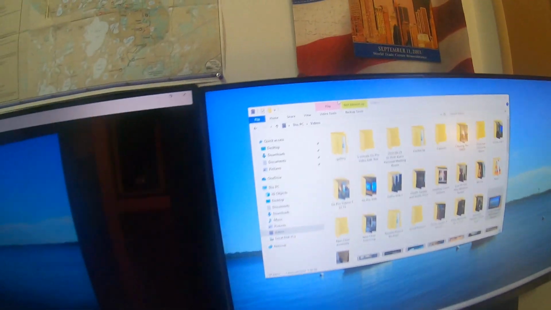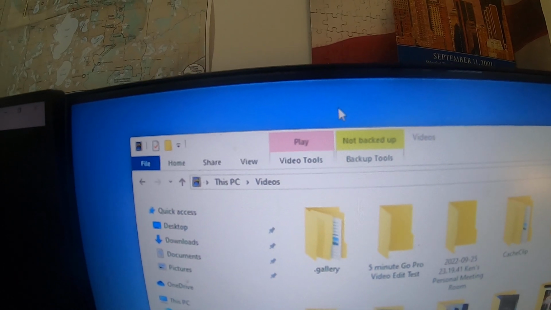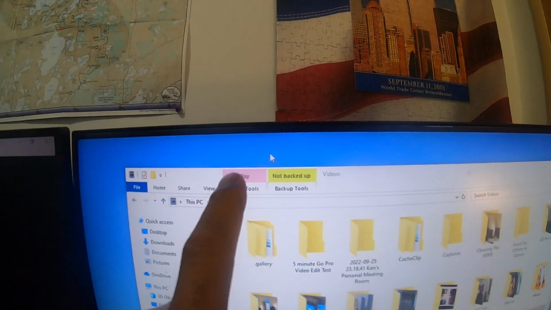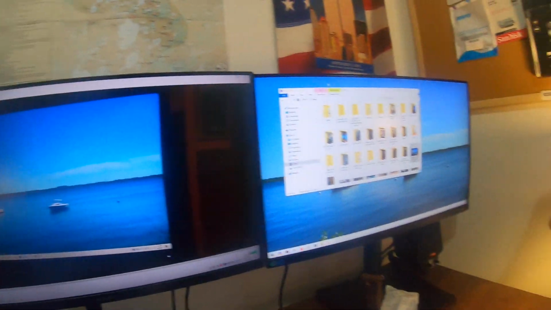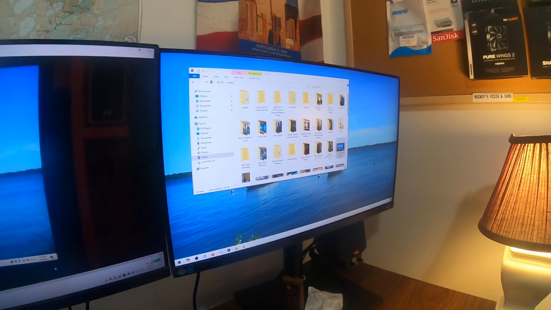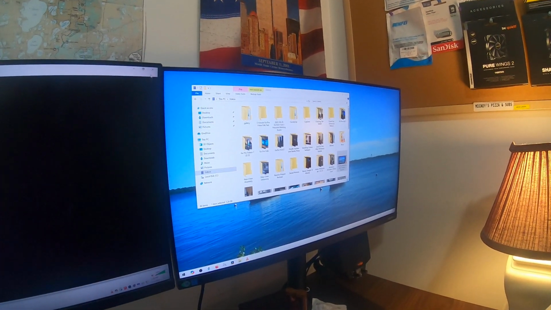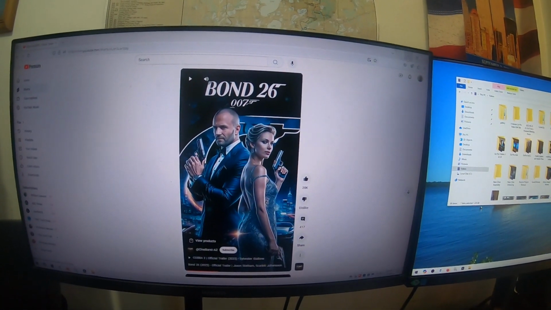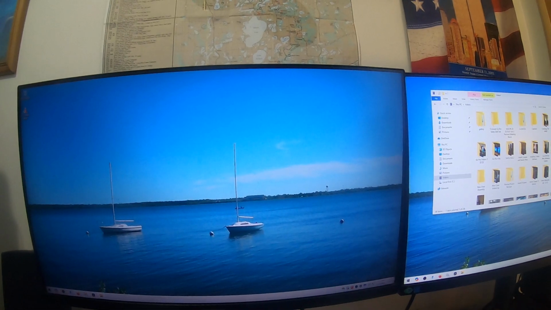They just had to have recently added that. The play not backed up in videos right up here. The pink and yellow. What's his name? I forget who he is at the moment. Windows Computer and Technology or something like that. He pointed it out.